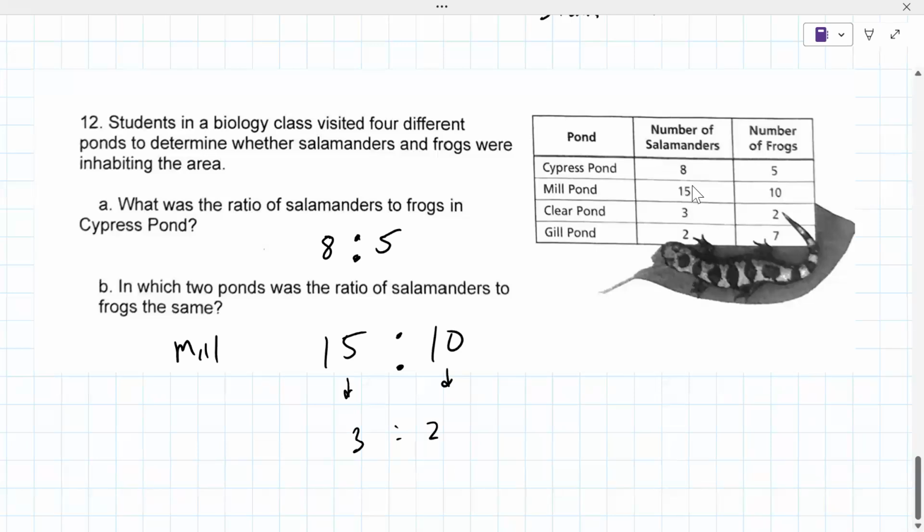And then, like you said, that's also Clear Pond. So that's the answer they're looking for. So Mill Pond and Clear Pond. Yes. The idea is that whatever the ratio is, you can reduce them just like you can reduce fractions. Okay. Do you want to try the next one?